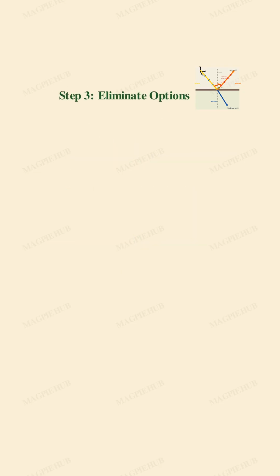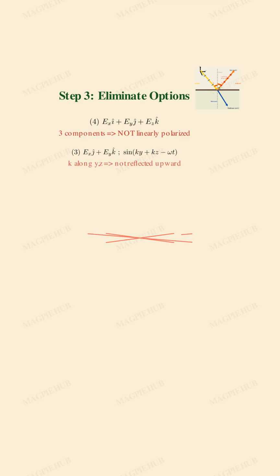Step 3. Let us eliminate the wrong options. Option 4 has 3 electric field components, meaning it is not linearly polarized. At Brewster's angle, reflected light must be linearly polarized, so option 4 is eliminated. Option 3 has E in the j and k directions, and the propagation is along y and z. The reflected ray should go upward, not sideways, so this is wrong.